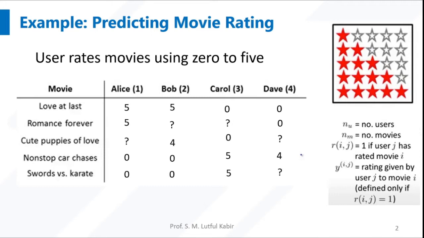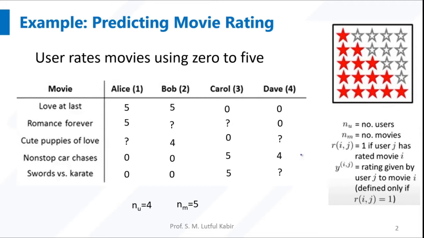Rij equal to 1 if user j has rated movie i. So the movie number is indicated by i and the user number is indicated by j. If a particular user j didn't rate a movie, we will call Rij equal to 0. If he has rated a movie, we call Rij equal to 1. And Yij is the actual rating he has given for a certain movie. That means Yij is the rating given by user j to movie i, defined only if Rij equal to 1. If Rij equal to 0, Y will not exist at all. So NU equal to 4 and NM equal to 5.